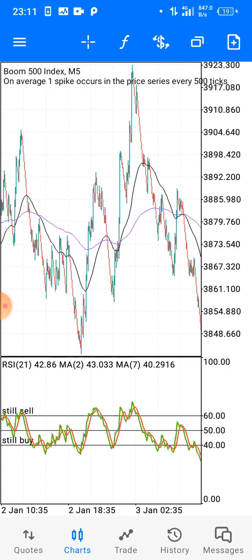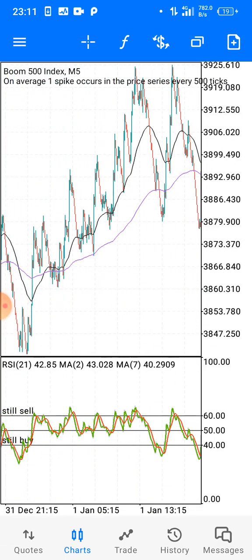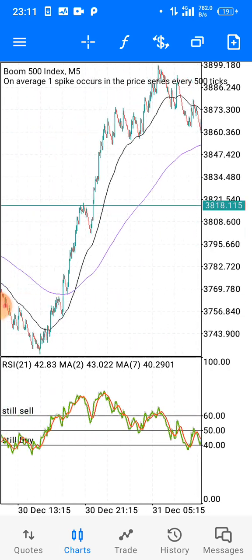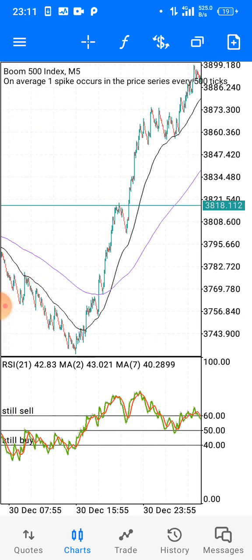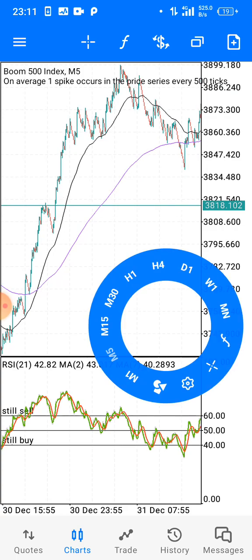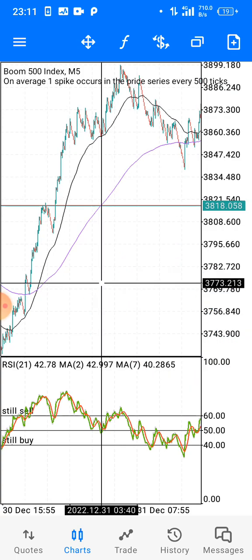Oh, and I forgot about the time frame. We're going to be using this strategy on the 1-minute time frame and the 5-minute time frame, but the 5-minute time frame is the best for this strategy. So that's how you use this strategy, right?